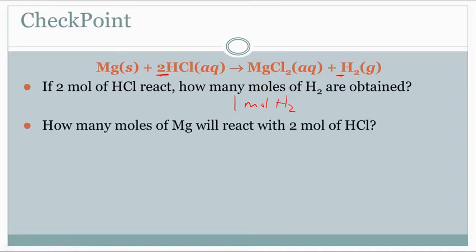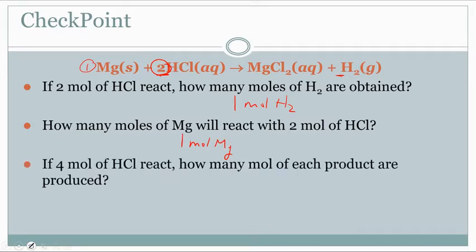How many moles of magnesium will react with 2 moles of hydrochloric acid? Well, for every 2 moles of hydrochloric acid, I need 1 mole of magnesium. Okay. If 4 moles of hydrochloric acid react, how many moles of each product are produced? Well, for every 2, I get 1. So 4 moles of hydrochloric acid equals 2 moles of magnesium chloride and 2 moles of H2.